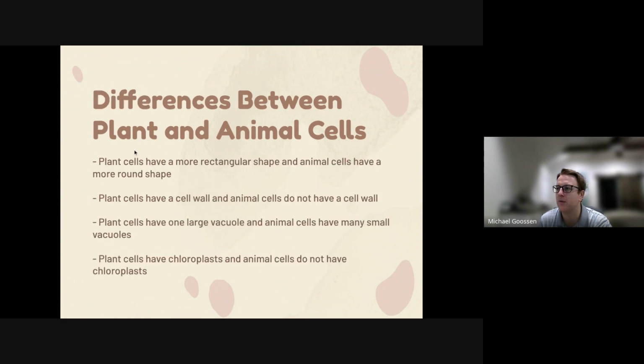How are they different? Well, plant cells have a rectangle shape, and animal cells are more of a round shape. Plant cells have a cell wall, and they have one large vacuole, just like I was saying. And plant cells have chloroplasts, and animal cells do not.